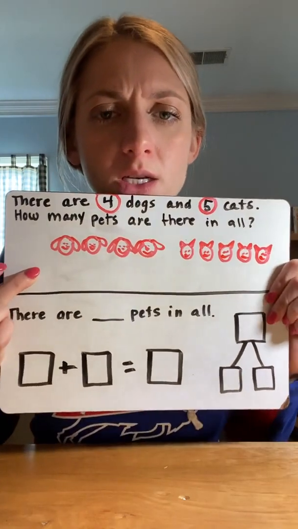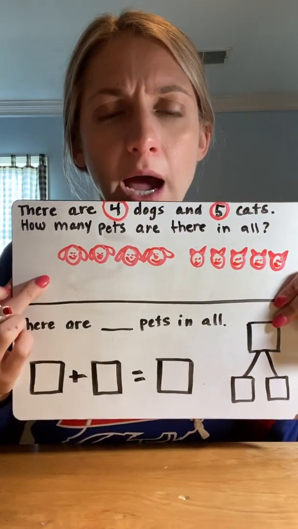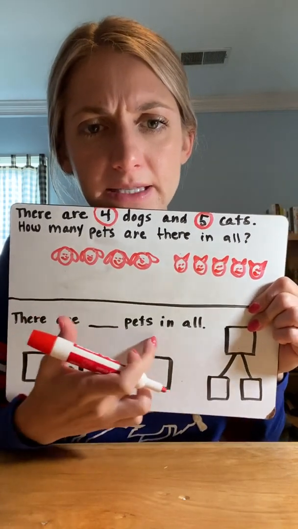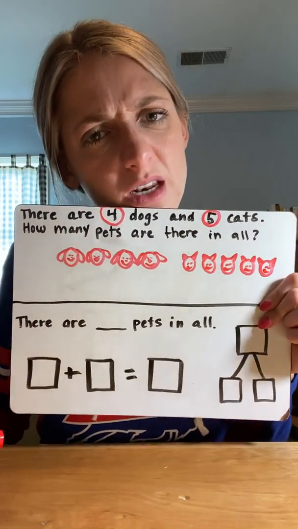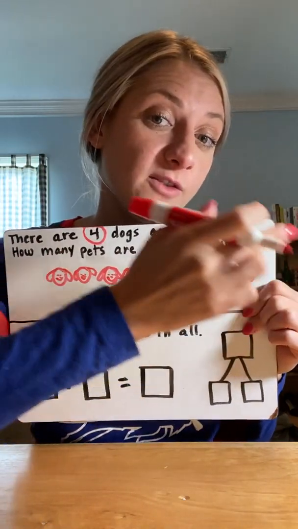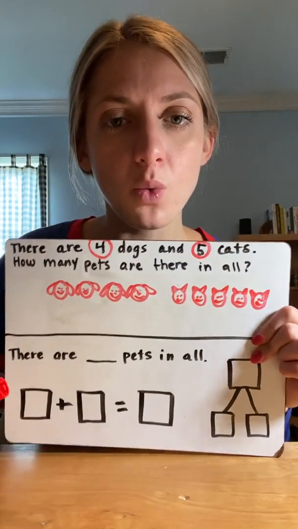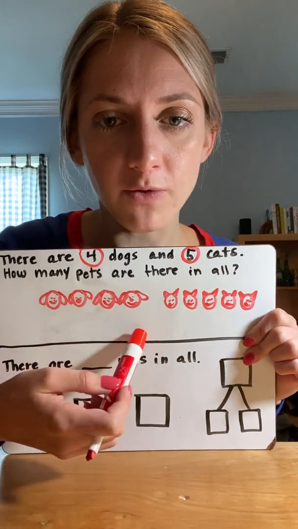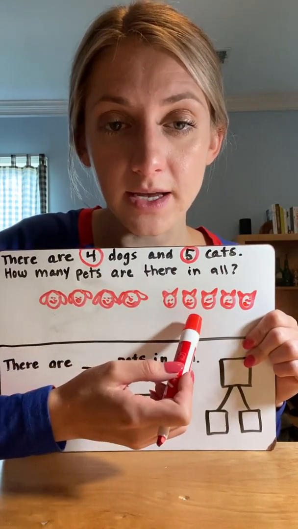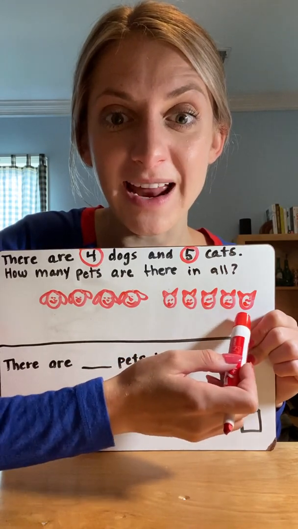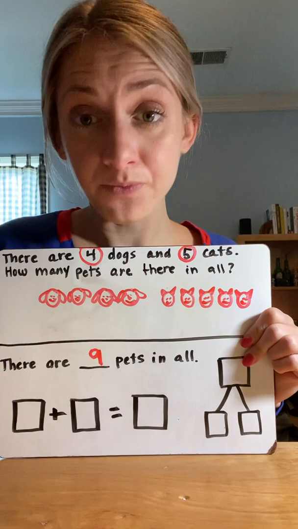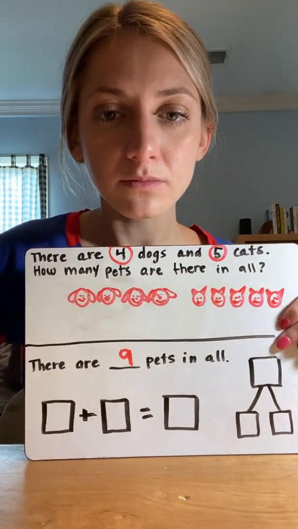Okay, so now they want to know how many pets are there in all. There are blank pets in all. What does in all mean? That's our total. How many pets do we have all together? Well, let's count. We know there's 4 dogs, so 4 we can count on. 5, 6, 7, 8, 9. There are 9 pets in all.